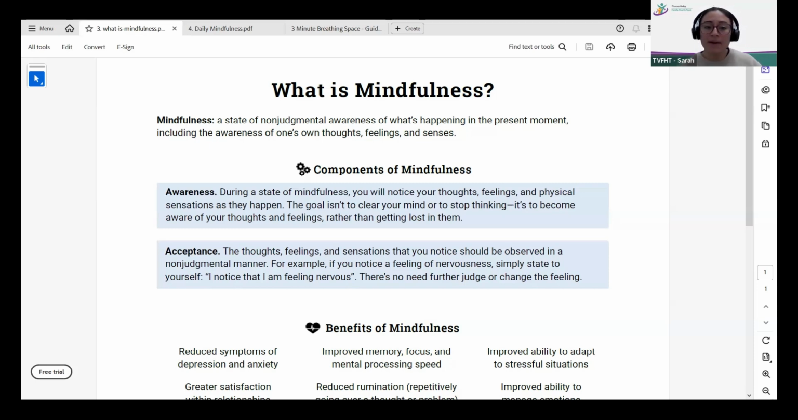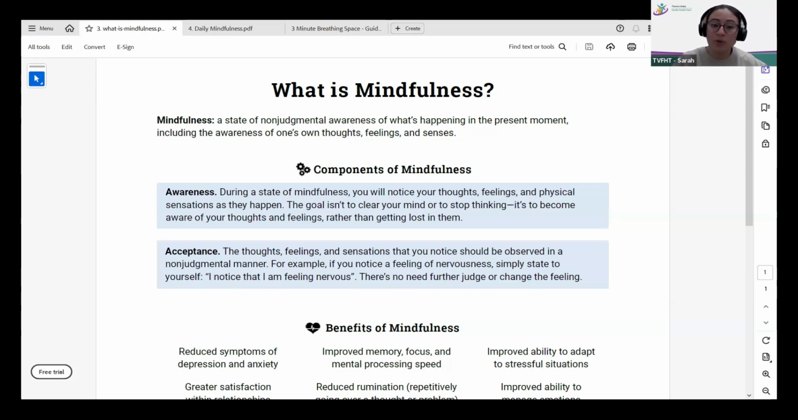So some of the benefits, as it says: it reduces symptoms of anxiety and depression. It can lead to greater satisfaction in our relationships. It can help to improve our memory and focus and mental processing speed. It can help to reduce that rumination, right? That feeling of repetitively going over a thought or a problem over and over again, like you're stuck in a loop of the same thoughts. It can help to reduce that.